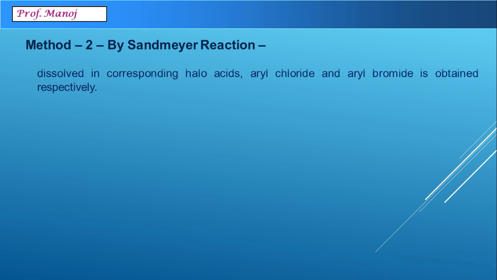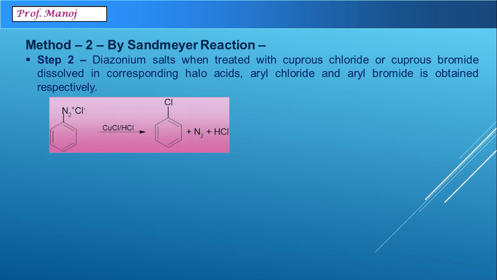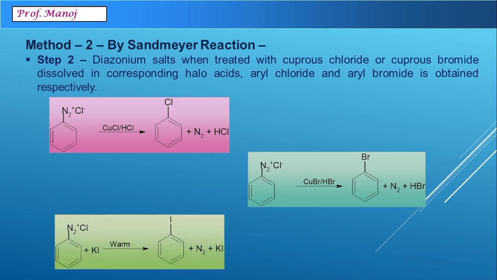Now let us come to step number 2. Diazonium salt which we got in step number 1 can be treated with either cuprous chloride or cuprous bromide to get the corresponding compounds. So if you are treating this with CuCl with HCl, benzene diazonium chloride is converted into chlorobenzene. If you are treating this with cuprous bromide, we will get bromobenzene. When it is heated with potassium iodide, we get iodobenzene. This is what we call Sandmeyer reaction. It is carried out in 2 steps.